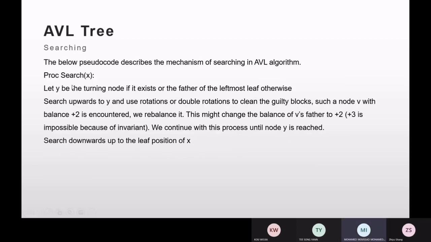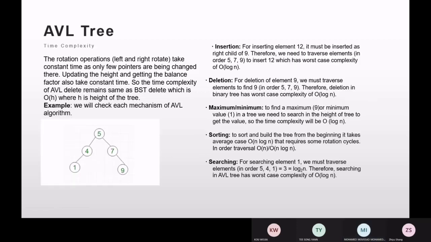For searching, this is the pseudocode for searching the tree. We will check the balance. If the balance is larger than 2, the tree is unbalanced. So we need to balance it and make rotations until we get the node, with the help of the rotation mechanism.